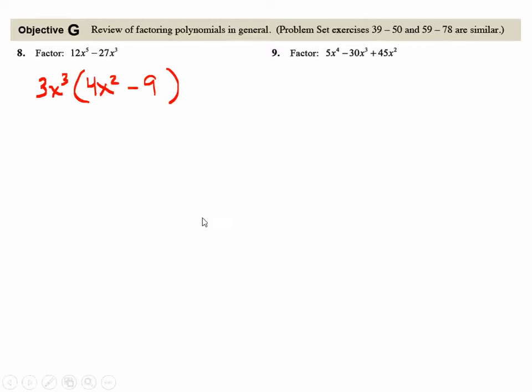All right, leftovers should have been 4x squared minus 9. At this point, you should recognize this is a difference because of the minus sign. Difference of 2 perfect squares. Difference of squares, one's a 2x, one's a 3. So how about final answer? 3x cubed still on the outside, but you have a 2x plus 3 times 2x minus 3.